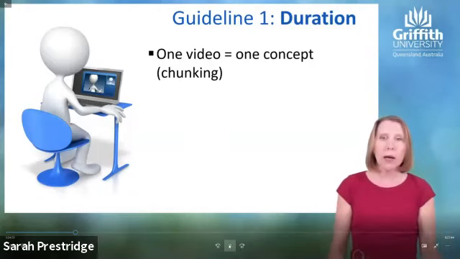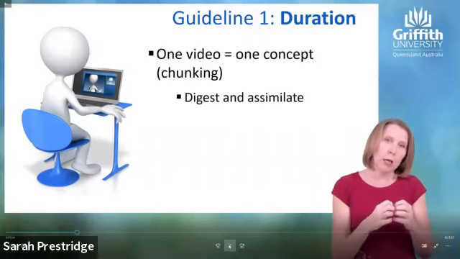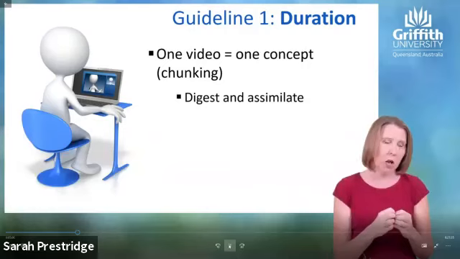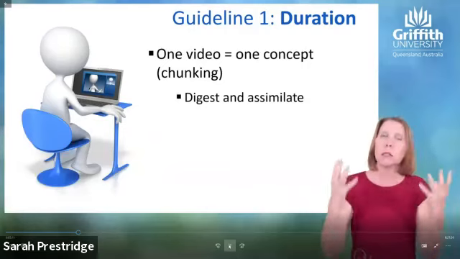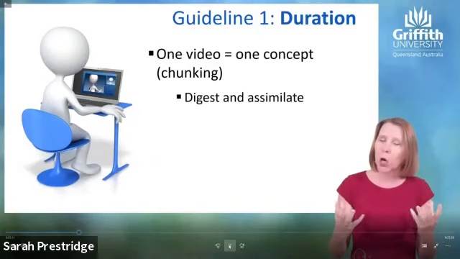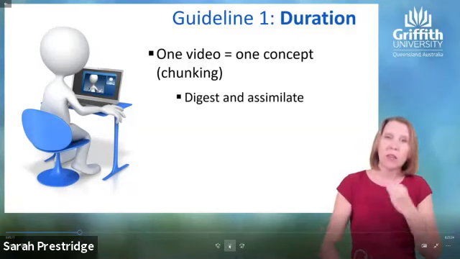The other thing about keeping your videos short is that it means your students have time to take on board one concept at a time. So they can really take in that idea, think about it, assimilate that knowledge with what they already know. And then they click the next video when they feel ready.